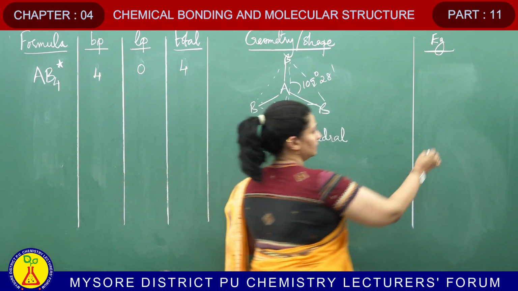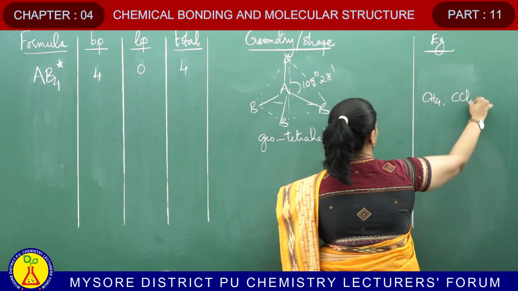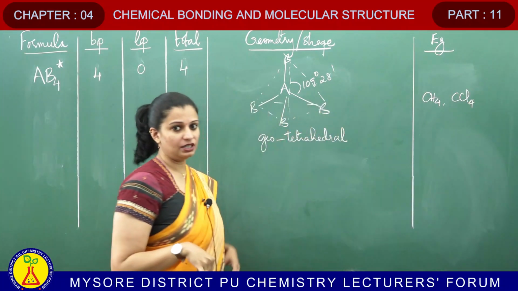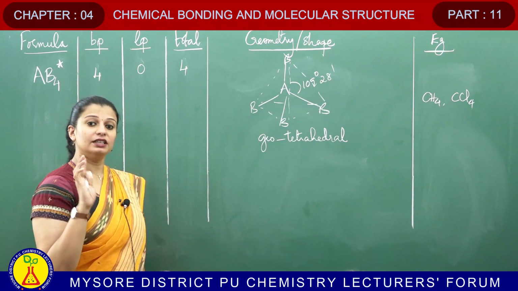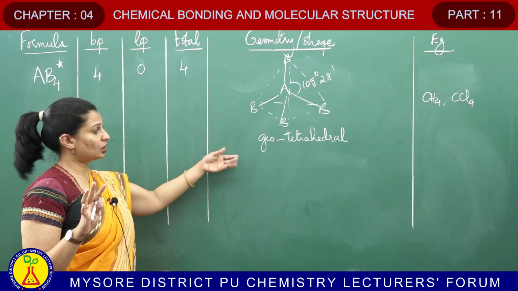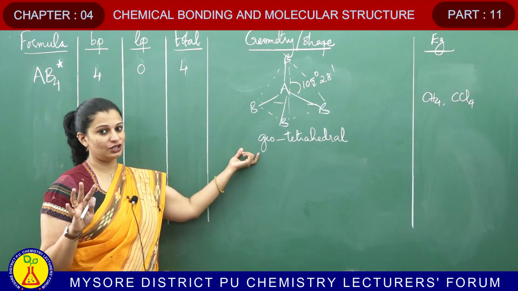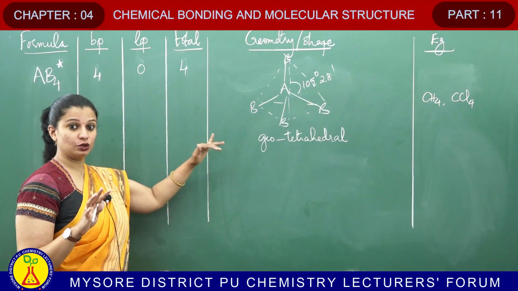Now, the example that you have for this is methane or maybe CCl4, etc. So, you have methane or CCl4 as examples for a tetrahedral geometry. How many bond pairs? There are 4 bond pairs. There are no lone pairs. So, this is a regular geometry and the geometry that you get is a tetrahedral geometry. Now, I am going to show you the distortions that can happen to this geometry.